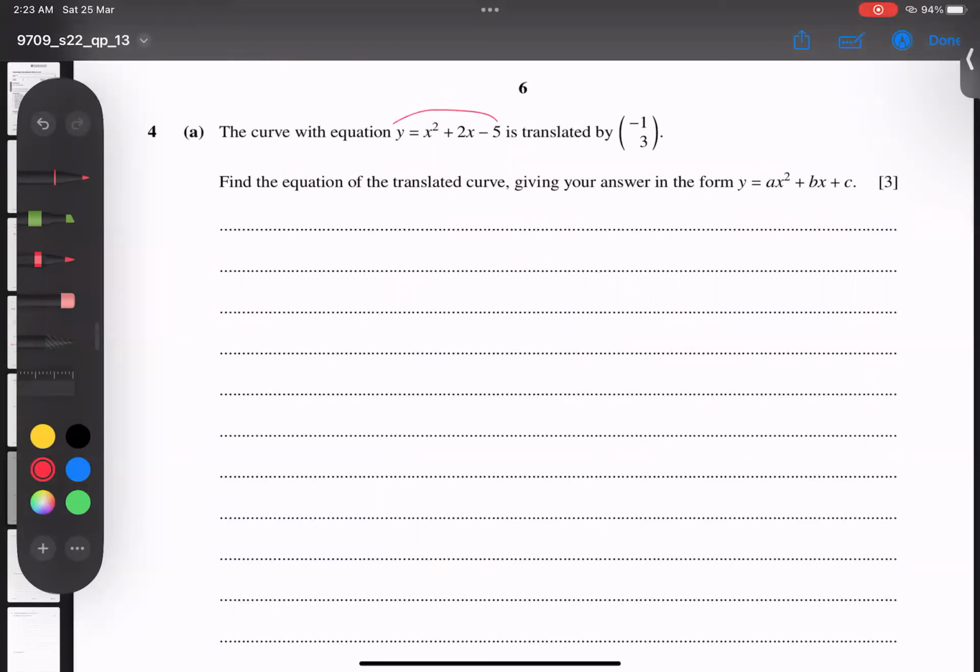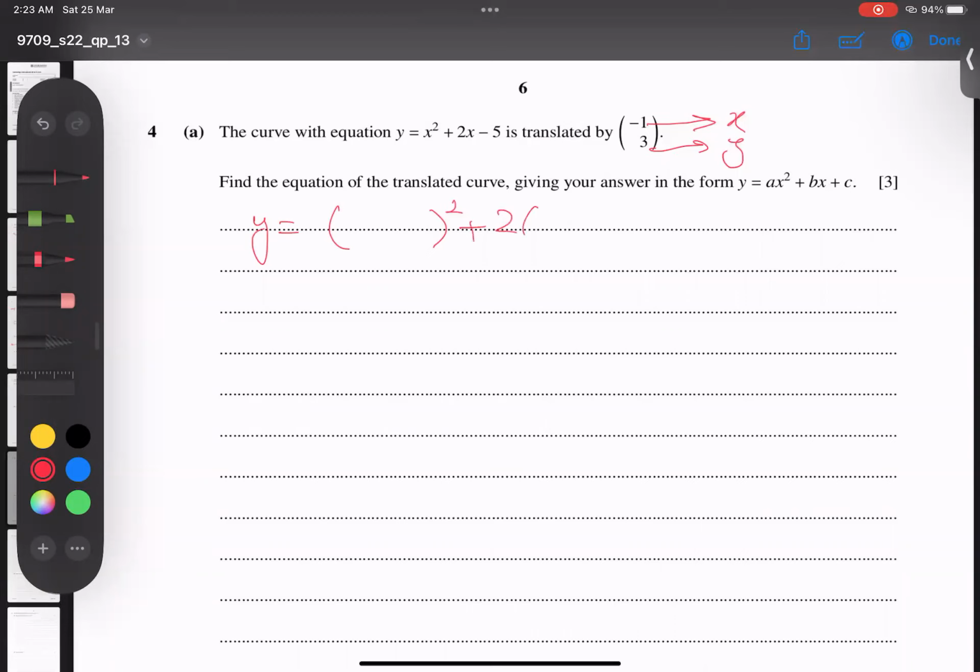He's saying this equation of a curve is given, okay, and is translated in this way. So basically, this is called x-axis translation, and this is called y-axis translation. And what we do always, we replace every x. He's saying find the equation of the translated curve in that form. So what is the basic technique? We will write everything the same.